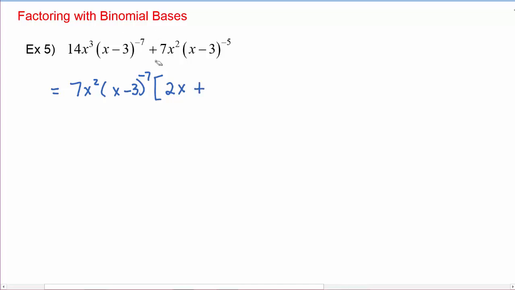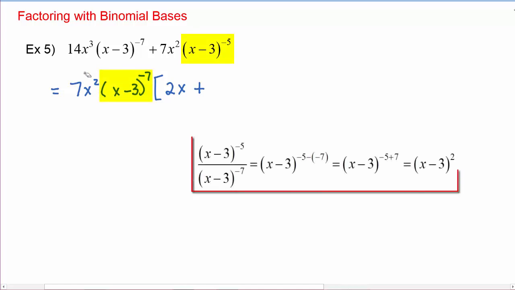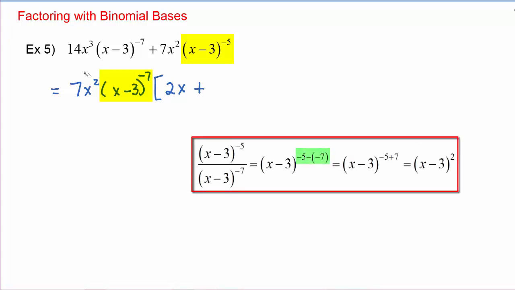Now we have 7x squared divided by 7x squared, so those will cancel out. We'll have a 1. Here we have x minus 3 to the negative 5th divided by x minus 3 to the negative 7th, which means in terms of the exponents, we'll have to do negative 5 minus negative 7, which turns into negative 5 plus 7, and so we get an x minus 3 squared.